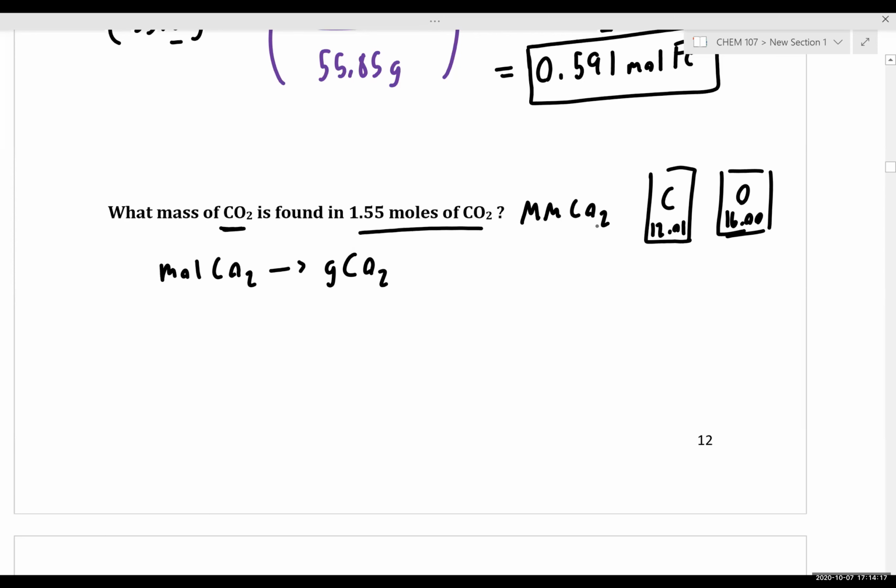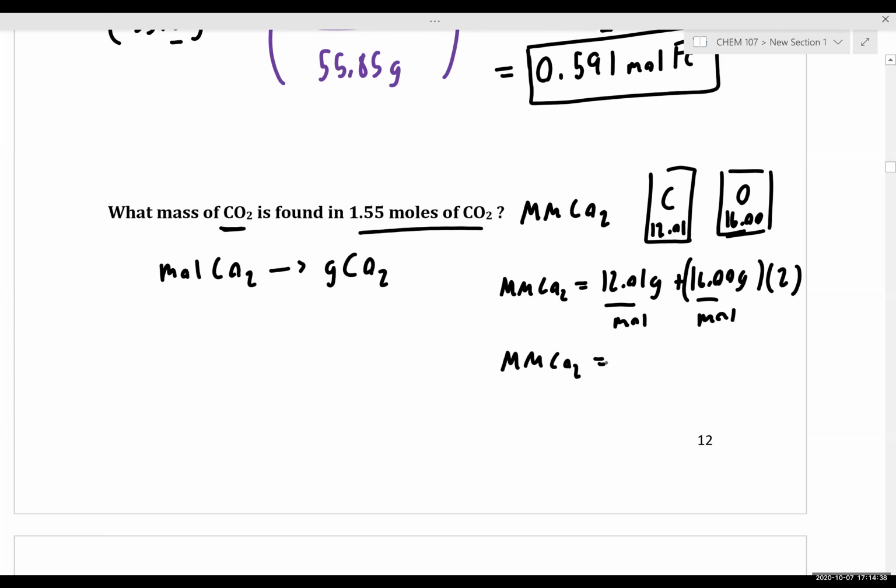So if we want to calculate the molar mass of carbon dioxide, it would be the mass of carbon, which is 12.01 gram per mole, plus the mass of oxygen, which is 16.00 gram per mole, times 2. That gives us, for our molar mass of carbon dioxide, 44.01 gram per mole. Remember, we talked about this molar mass and molecular mass calculation last class session. The only thing that's new is we're using the masses in gram per mole. Does this make sense to everyone so far?